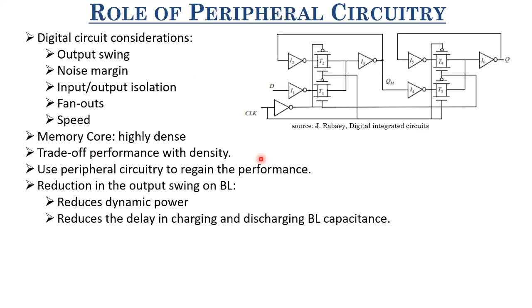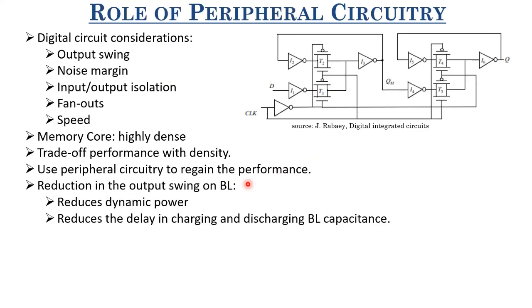Let us say we take a simple case where, just to reduce the dynamic power and reduce the delay in charging and discharging of bitline capacitance, we have reduced output swing on BL. I will discuss later why we have a swing on BL and why we have a bit line capacitance. But just to reduce the power and the delay in charging, you reduce the output swing. So you reduce the voltage, you reduce the dynamic power, and you reduce the delay in charging and discharging any capacitor.